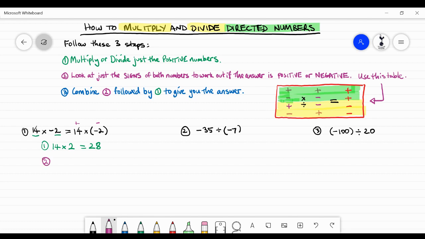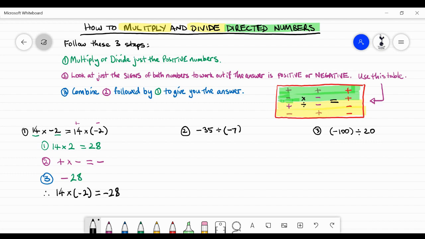So you use the table over here, which I think we know now, we know how that works. You've got a positive times a negative, and that gives us a negative, okay? Positive times a negative is a negative, that line there. And step 3, we combine 2 with 1. So 2 gives us a negative, 1 gives us a positive 28, and negative 28. So therefore, 14 times minus 2 is equal to minus 28.